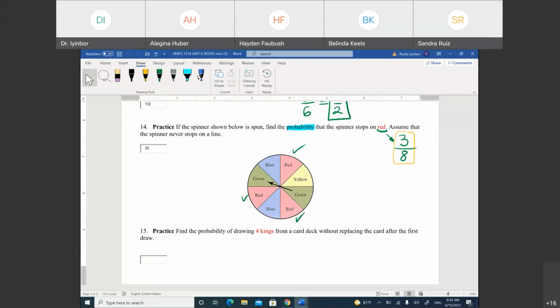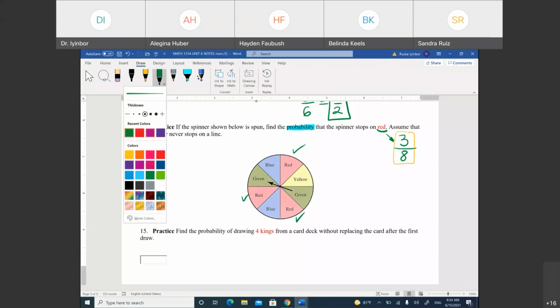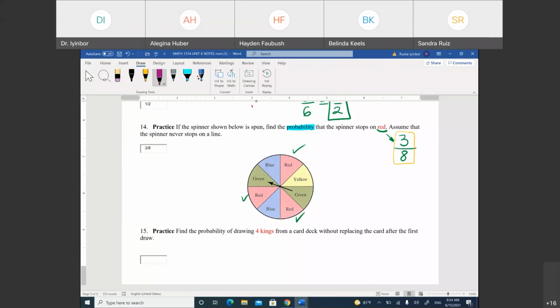Okay, now let's look at the same spinner and answer this question. We finished the previous question, but I'm asking more about the same spinner. What is the probability to stop on blue? How many blue do you have? 2. 2 out of 8. That's right, which is 1/4. And what is the probability to stop on green?